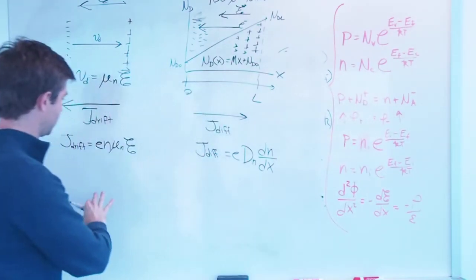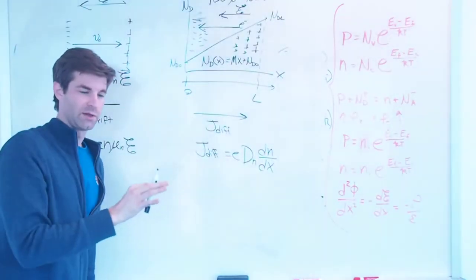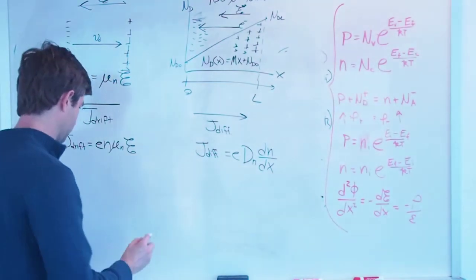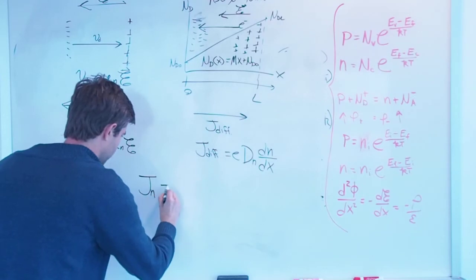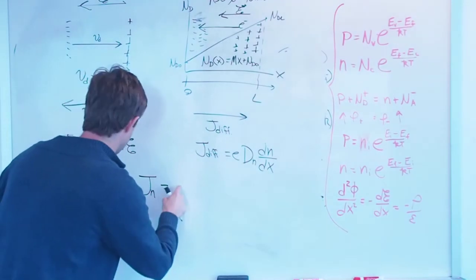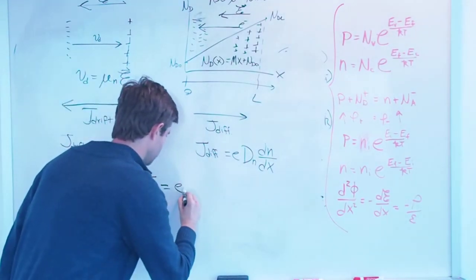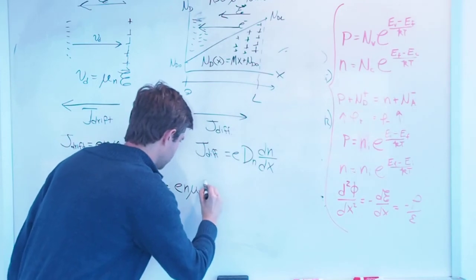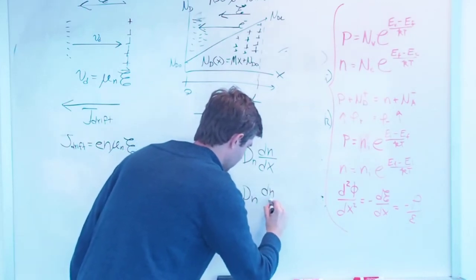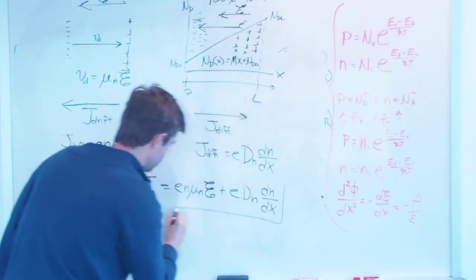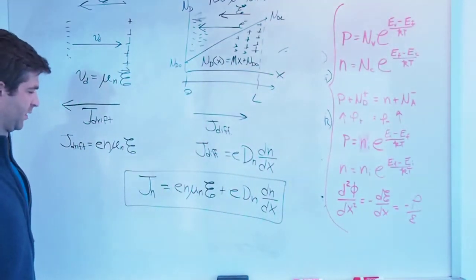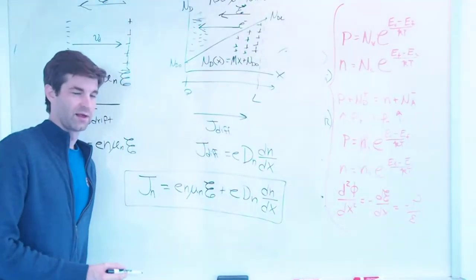So we have a drift current component and a diffusion current component. So the total amount of electron current in a semiconductor is given by the sum of the two, which is J sub n is equal to J drift plus J diffusion, which is e n mu sub n E plus e D sub n dn over dx. Just like that, right? Very important. This is the total electron current in a semiconductor, right?